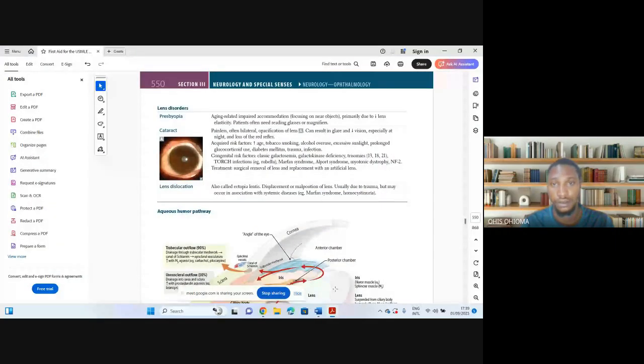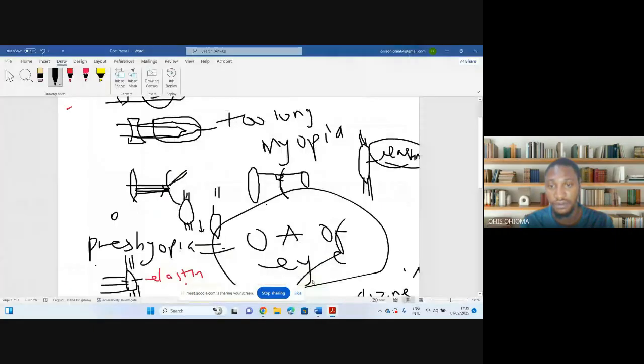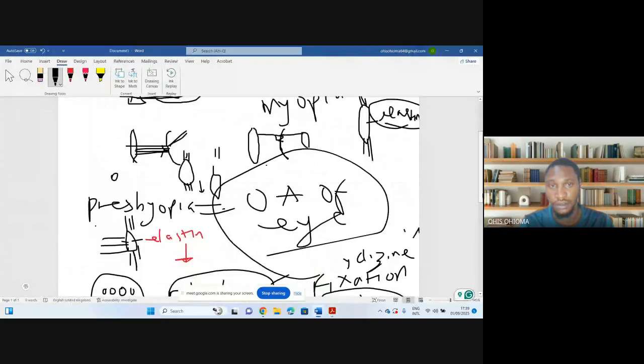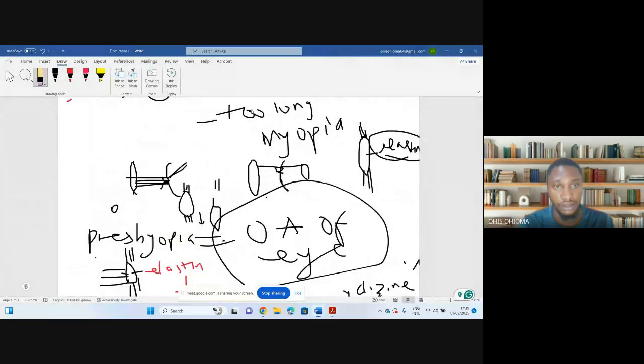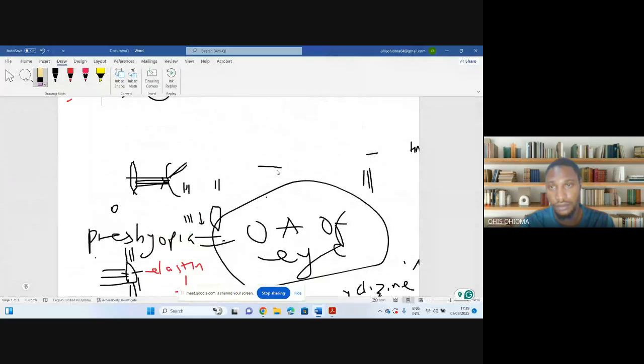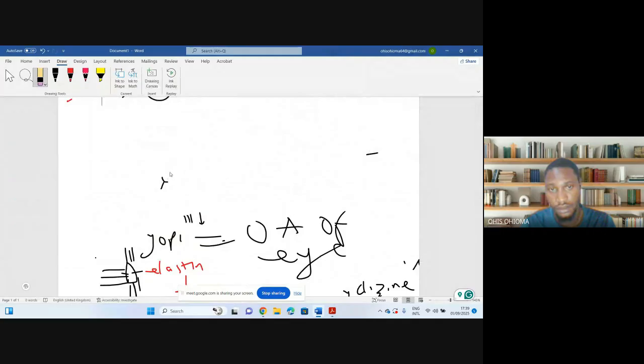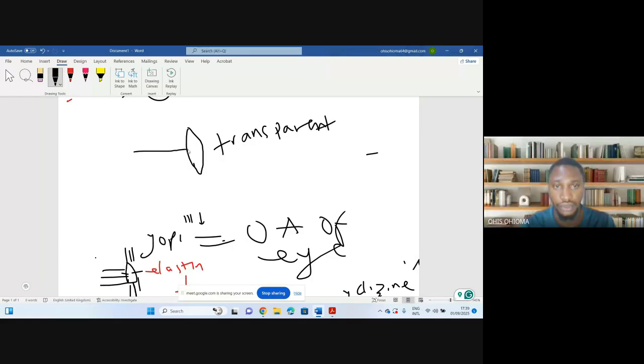Cataracts, one of the causes of the red. Okay, so let me just explain cataract. So this is the lens, right? What happens here basically is that the lens is kind of transparent. So it means that light can pass through it, right?